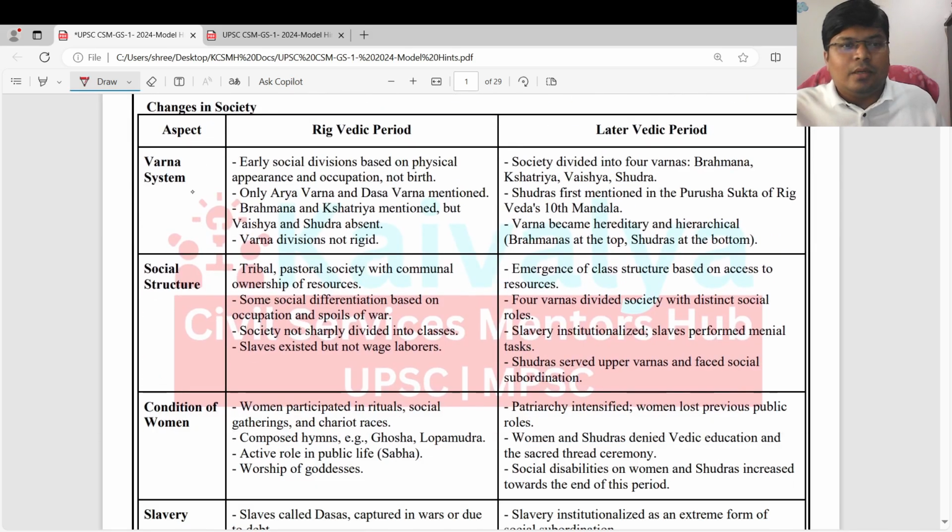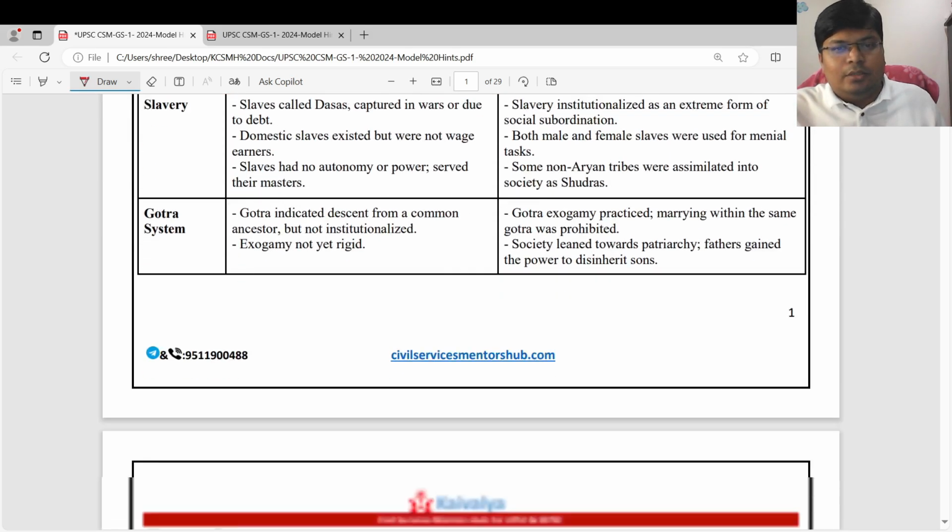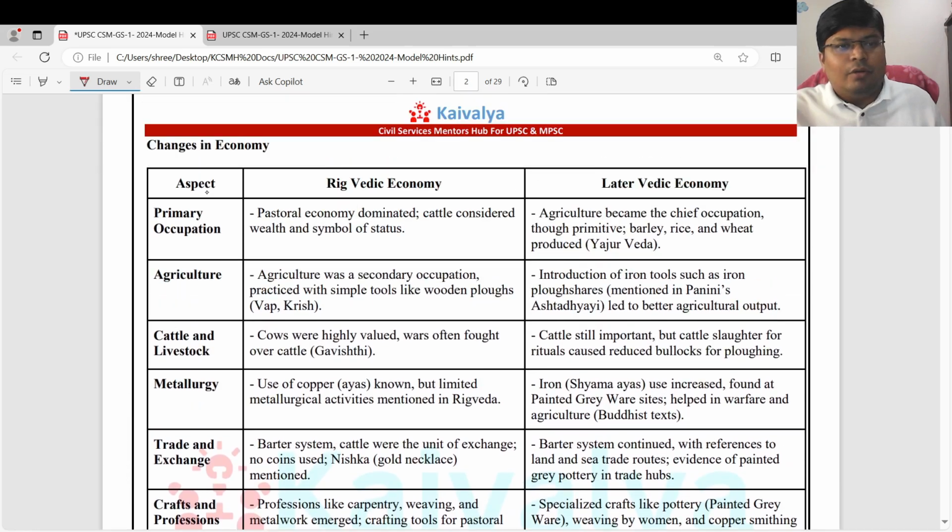Means in the first part you can cover 4 to 5 points which we have written here. Then changes in economy. While writing it, we must emphasize important changes. Means pastoralist society to agriculture society. Then use of iron. In the Rigvedic economy, the cattle was mainly utilized as the unit of wealth, and in the later Vedic period, the cattle were used in sacrifices.